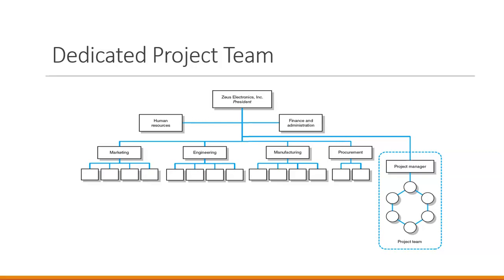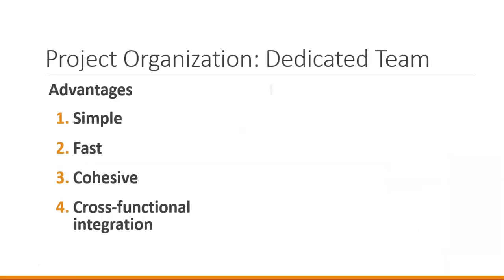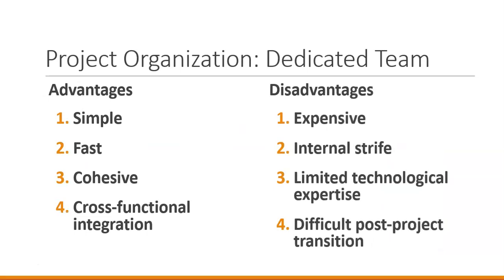So in this example, you can see that we have a regular organizational structure, and then off to the side, we have a project manager and a project team. The sole focus of that project manager is to work on projects and make sure that projects get finished. It operates outside of the regular organizational structure. So it's the opposite of the functional organization that we looked at originally. So what are the advantages and the disadvantages?